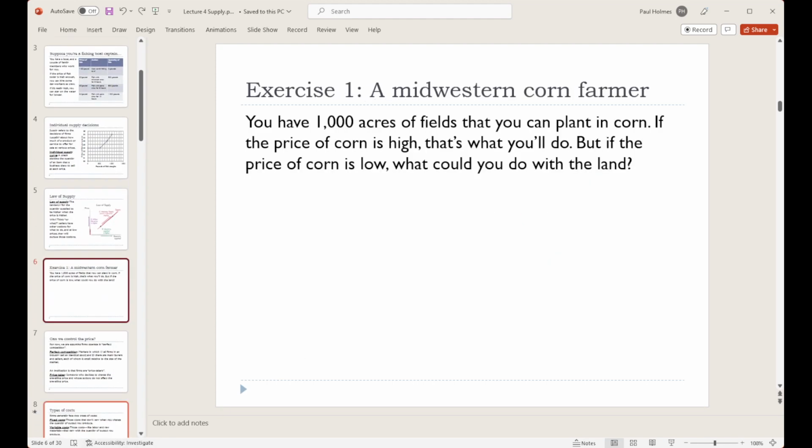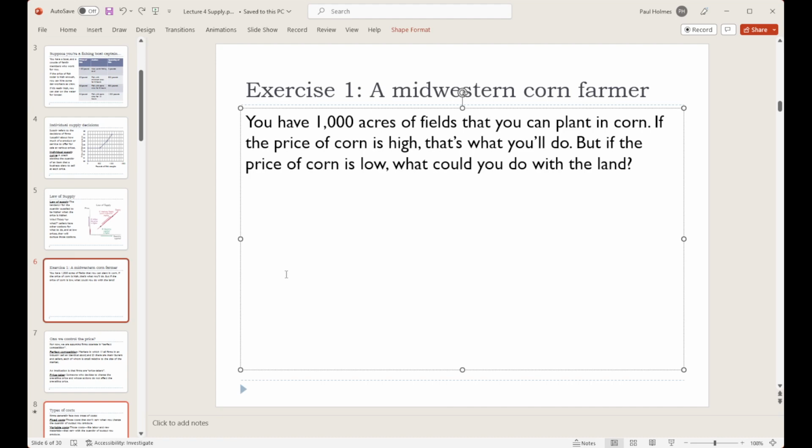So I've got a little exercise here for you to start thinking about that. Imagine that you are a corn farmer. You've got, let's say, 1,000 acres that you will typically plant in corn, and indeed, if the price of corn is high, then that's exactly what you're going to do. But that's not the only thing you could do with that land. If the price of corn is low, then you have other options. So if you like, pause the video here and think about some of the other things that you could do with that land, and then come back and I'll describe a couple of the ideas that I have.